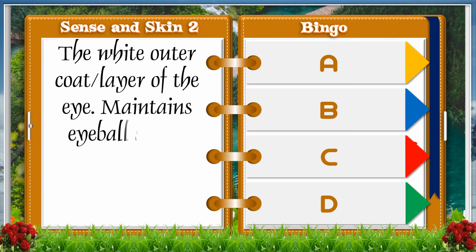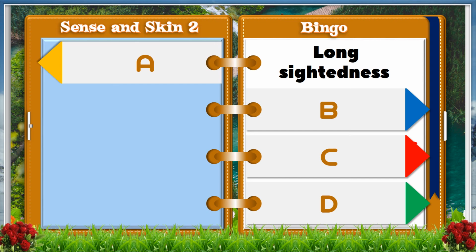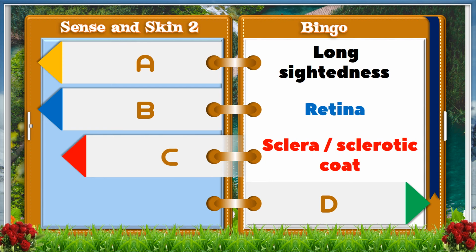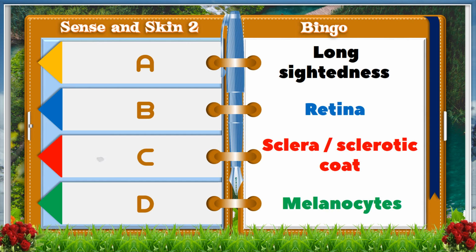The white outer coat or layer of the eye maintains eyeball shape, strong, opaque, provides muscle attachment. A. Long-sightedness. B. Retina. C. Sclera or sclerotic cord. D. Melanocytes. And the answer is C. Sclera or sclerotic cord.